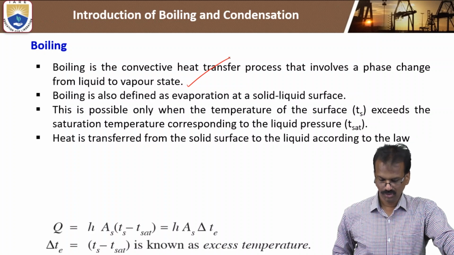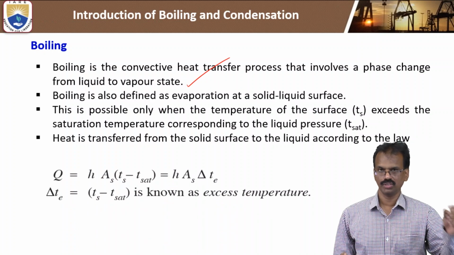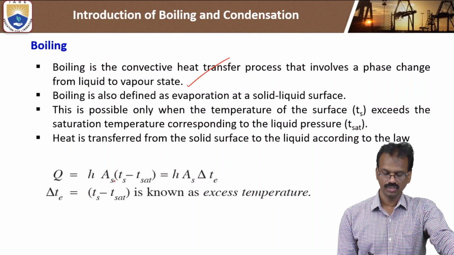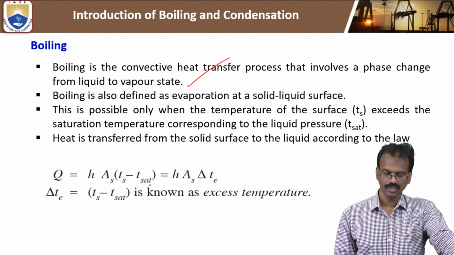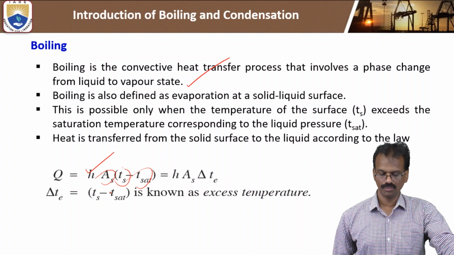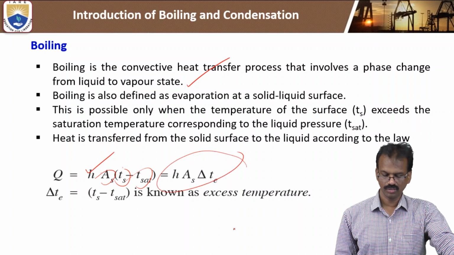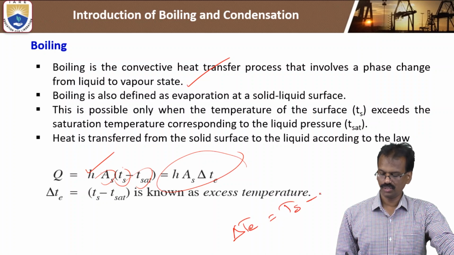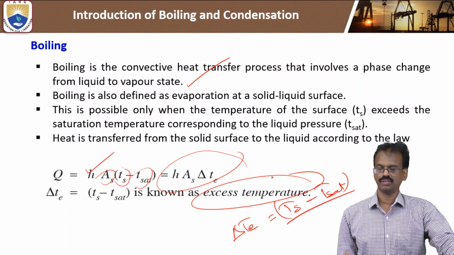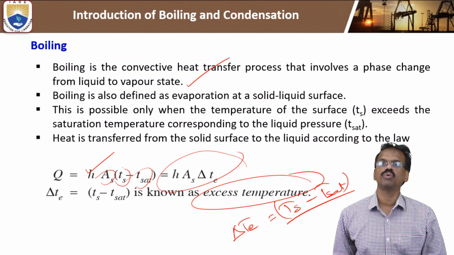Okay. So here we'll see the formula for this. You know the rate of heat transfer for the convection process: Q is equal to hA into Ts minus T saturation. Here h is the heat transfer coefficient, A is the area of the surface, Ts is the surface temperature, and T saturation is the saturation temperature of the fluid. So delta Te is equal to surface temperature minus saturation temperature. This is called the excess temperature. If there is an excess temperature, we will see the boiling process.